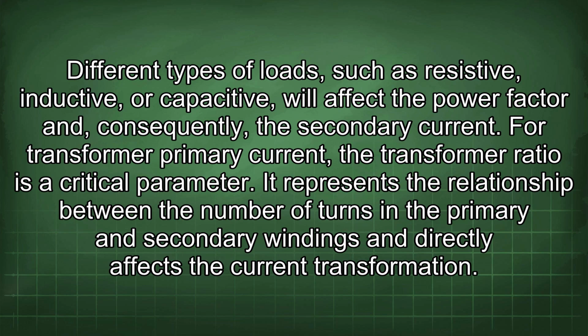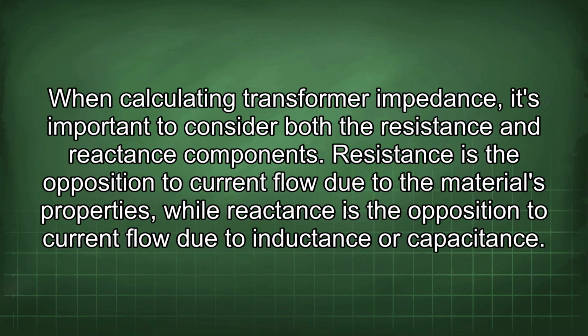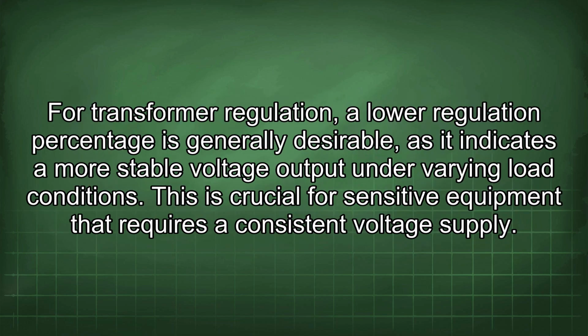For transformer primary current, the transformer ratio is a critical parameter. It represents the relationship between the number of turns in the primary and secondary windings and directly affects the current transformation. When calculating transformer impedance, it's important to consider both the resistance and reactance components. Resistance is the opposition to current flow due to the material's properties, while reactance is the opposition to current flow due to inductance or capacitance. For transformer regulation, a low regulation percentage is generally desirable, as it indicates a more stable voltage output under varying load conditions. This is crucial for sensitive equipment that requires a consistent voltage supply.